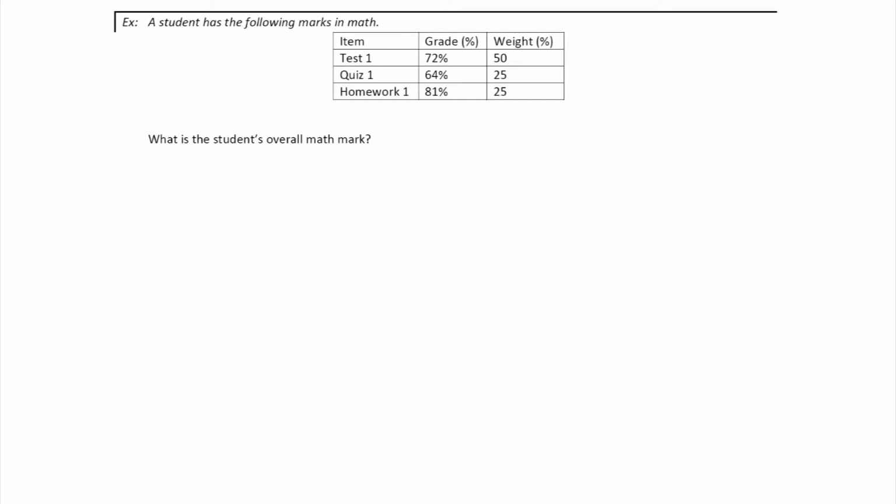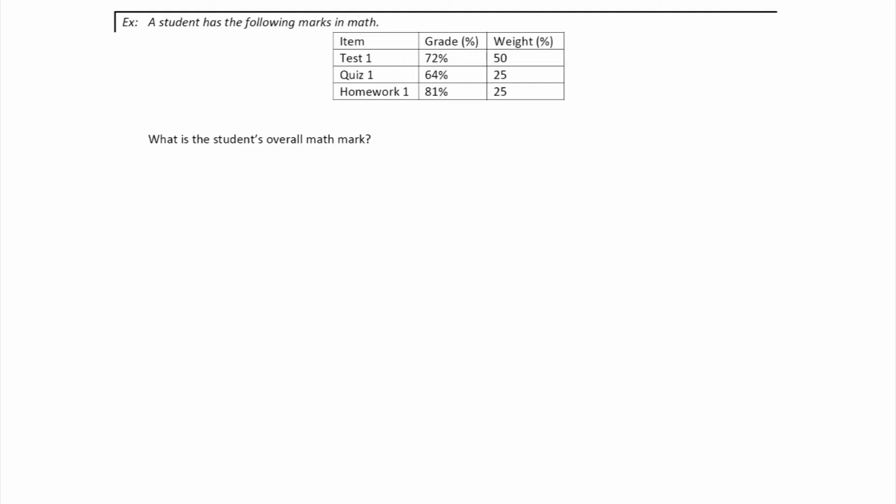Here's an example. A student has the following marks in math. We can see they've done a test, a quiz, and some homework. Test 1 is worth 50% of the final mark. Quiz 1 is worth 25%, and homework is also worth 25%. When we total up all of the weights, we can see that they're going to equal 100. Let's calculate the weighted mean.